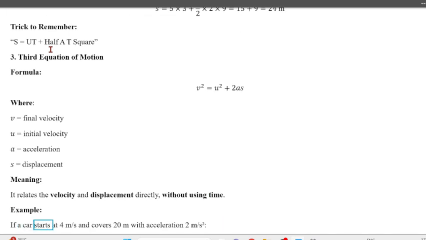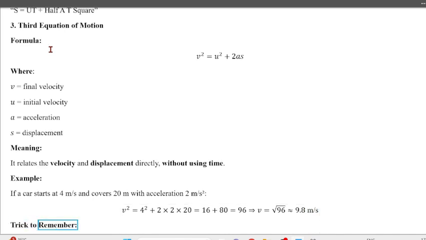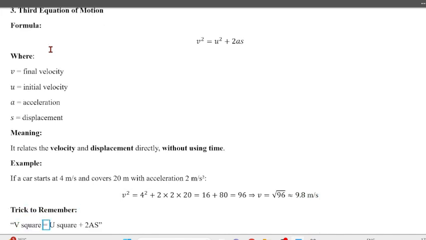Example: if a car starts at 4 m/s and covers 20 m with acceleration 2 m/s², v squared equals 4 squared plus 2 times 2 times 20, which equals 16 plus 80, which equals 96. So v equals the square root of 96, which is almost equal to 9.8 m/s. Trick to remember: v squared is equal to u squared plus 2as.